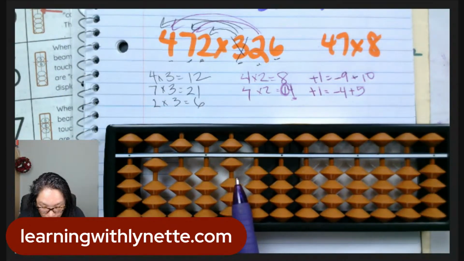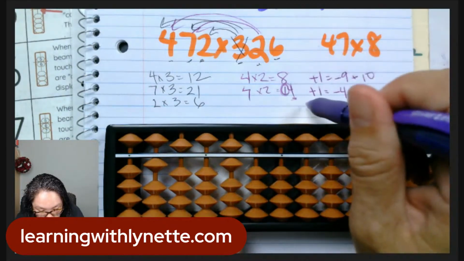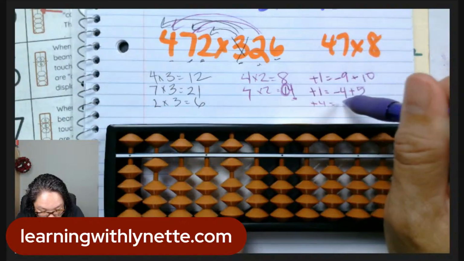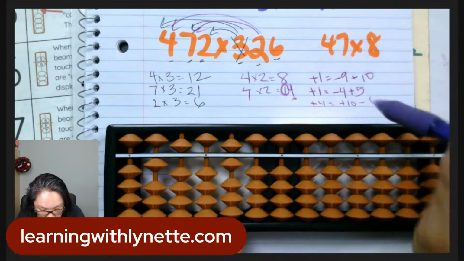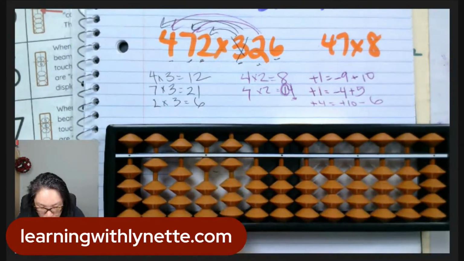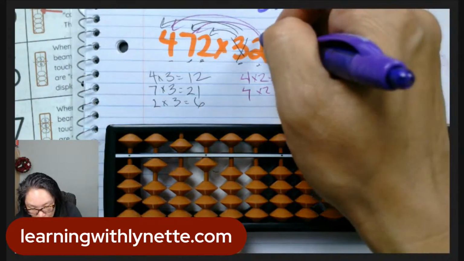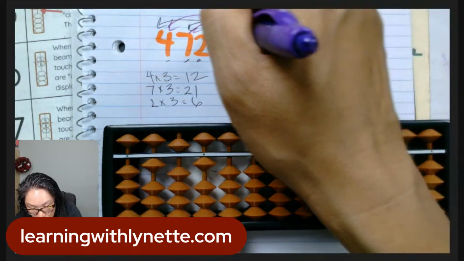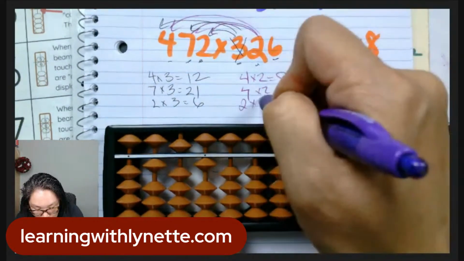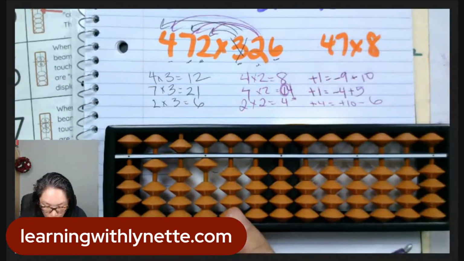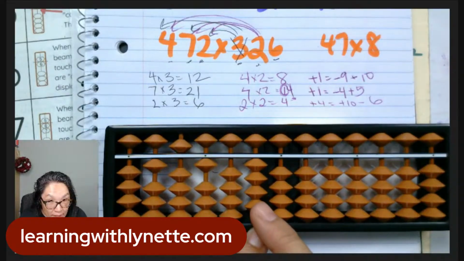So this one is add the 4, right? Plus 4 is equal to plus the 10 minus 6. Plus the 10 minus the 6. 2 times 2 is 4. 4 is a single digit. I go back one column and I add the 4.